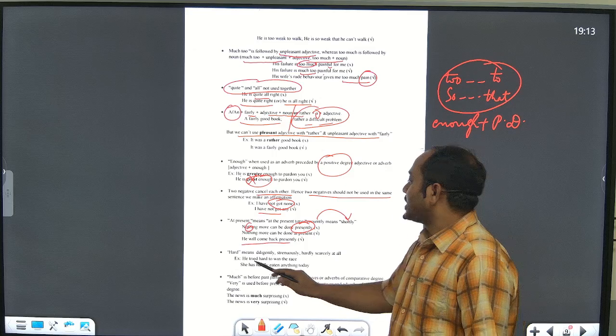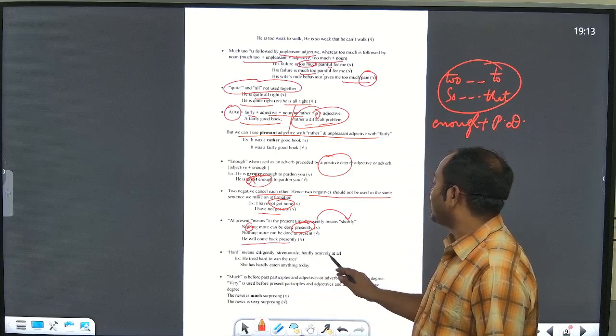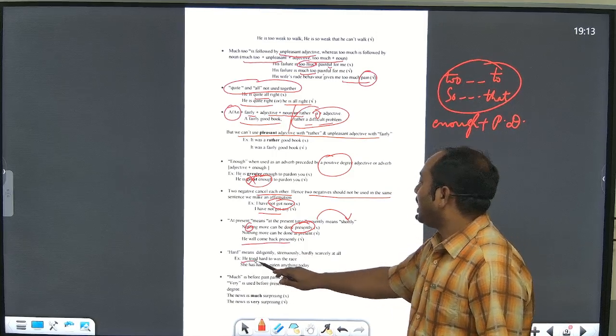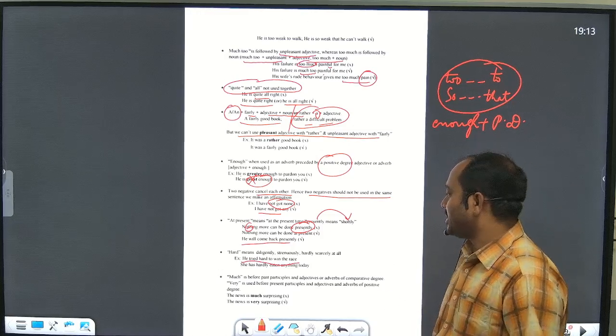Okay. Next, hard means diligently, strenuously. Hardly means scarcely. "He tried hard to win the race." "It is very hard case" already has a negative sense.